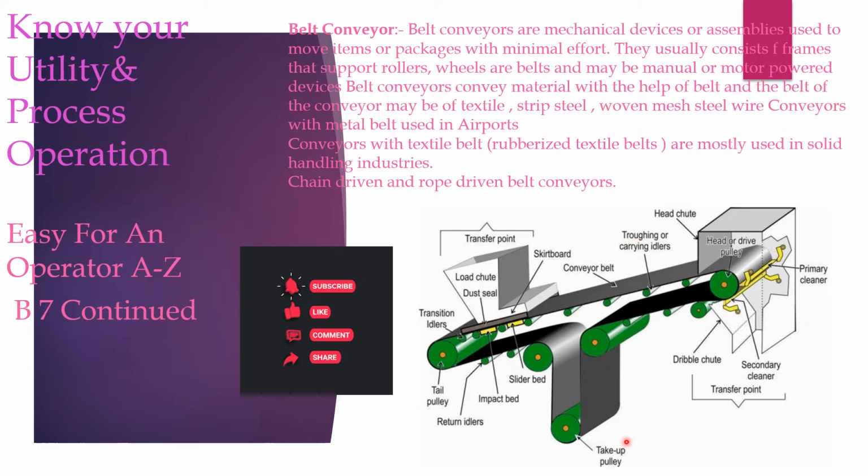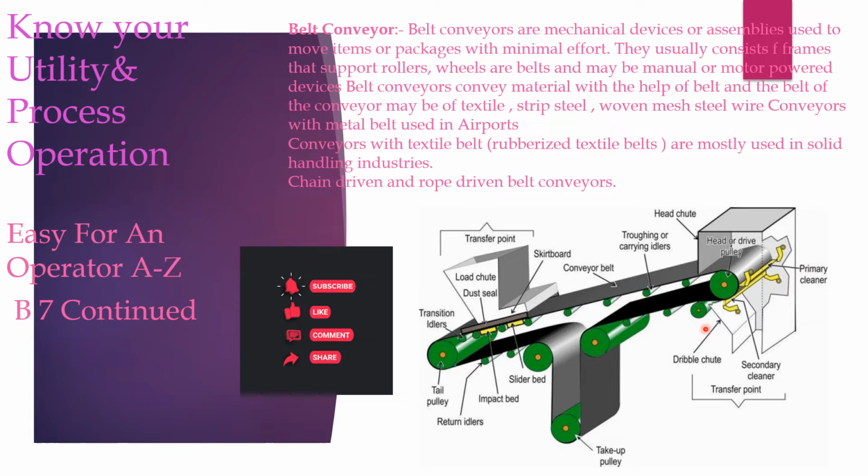Now we can see the schematic diagram of the belt conveyor. This is the belt, conveyor belt. This is the troughing or carrying idler. This is a head chute. This is a transfer point. This is a transition idler, tail pulley, tail drum. This is a take-off pulley or balancing pulley. This is a slider belt. This is impact belt. Return idler.